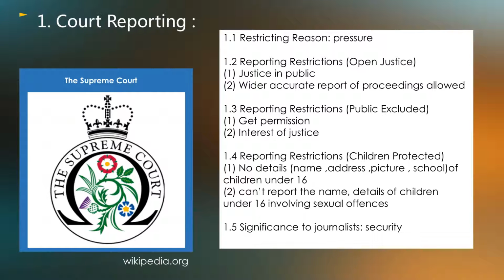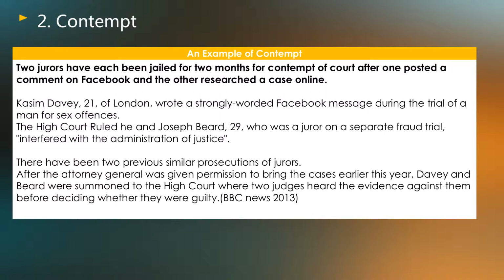The last type of court reporting restrictions is quite serious when it has something to do with children. First of all, no details of children who are under 16 can be revealed in public, including their names, addresses, pictures, schools, and so forth. Meanwhile, nobody is allowed to report children under 16 involved in sexual offenses. The significance of learning court reporting restrictions for journalists is to protect our security.